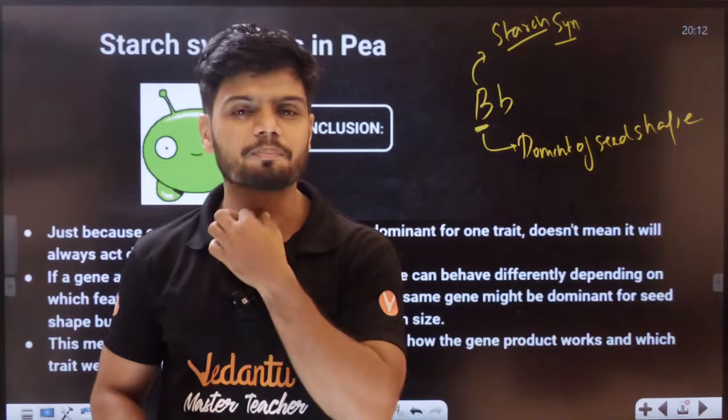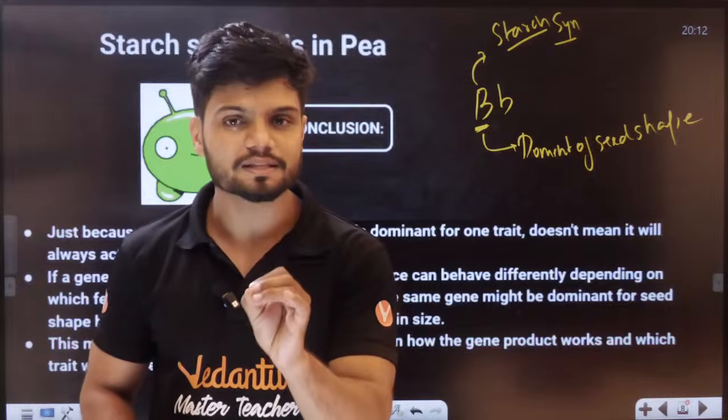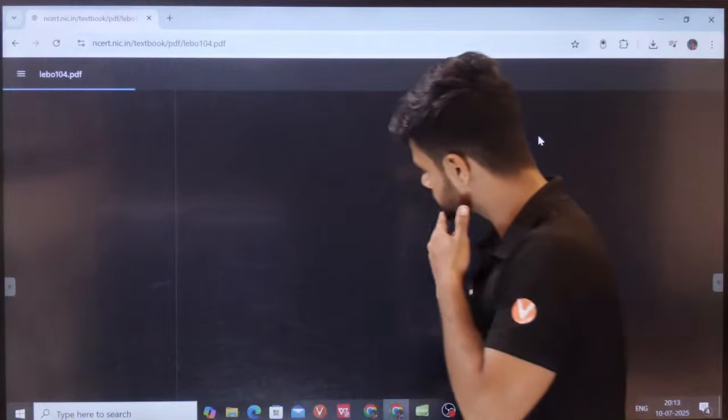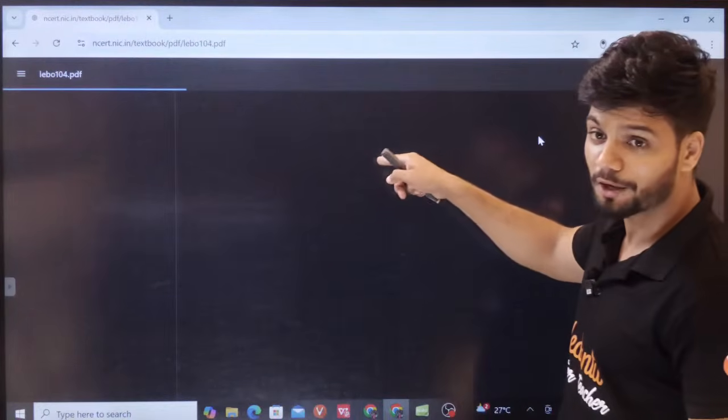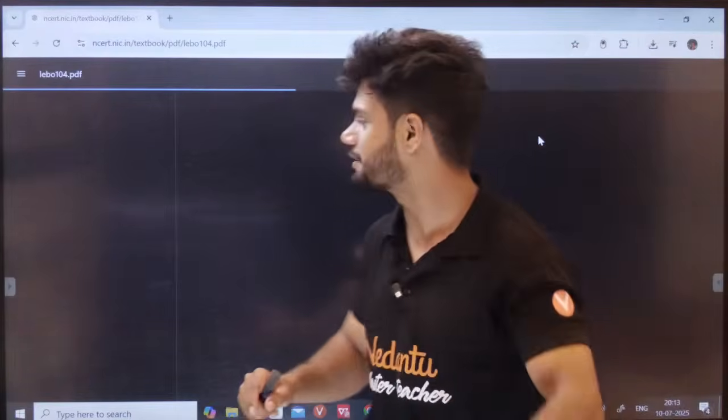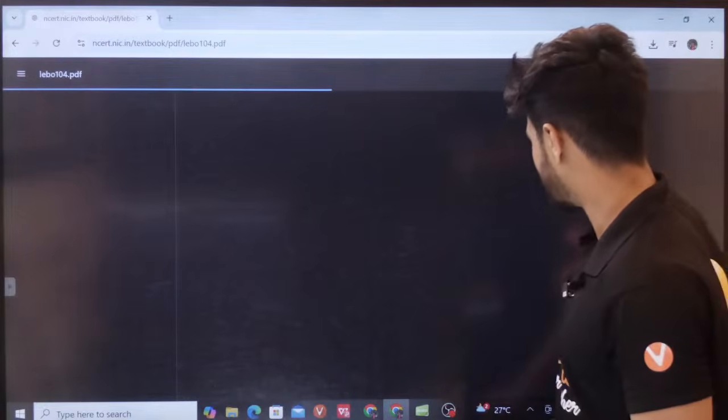Because trust me, I promise, if you read NCERT, you will not understand. Let me show you right now. Just read it. Try reading this part. It gets so confusing. You will realize, students. It'll be like, what is even happening? Why is it so confusing? Okay, let it load.